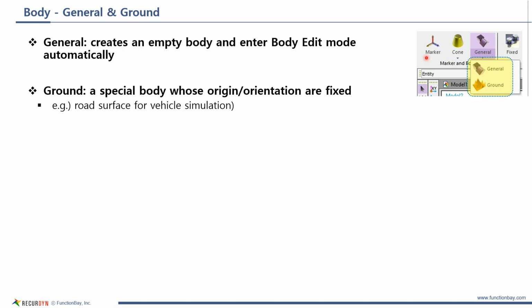First, one is general. In order to modify the shapes of the geometries, you need to enter the body edit mode. Body edit mode will be introduced later. If you click General, empty body is created and body edit mode is automatically activated. The other is ground. Ground, as I explained, a special body whose location and orientation are always fixed, is often used as a road for vehicle simulation.